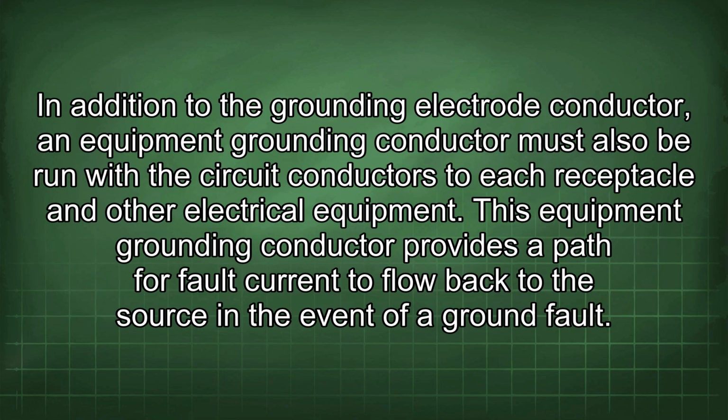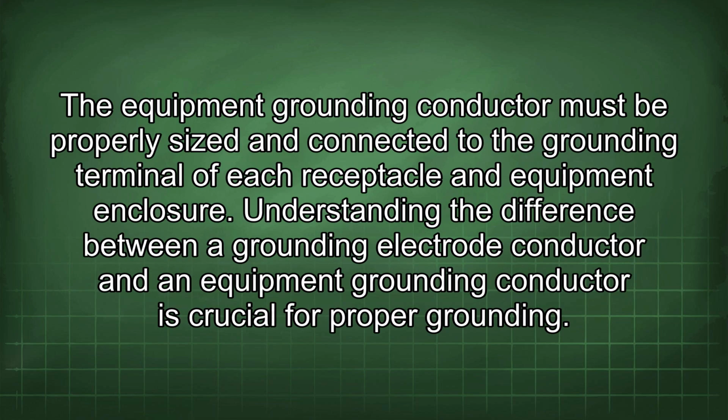In addition to the grounding electrode conductor, an equipment grounding conductor must also be run with the circuit conductors to each receptacle and other electrical equipment. This equipment grounding conductor provides a path for fault current to flow back to the source in the event of a ground fault. The equipment grounding conductor must be properly sized and connected to the grounding terminal of each receptacle and equipment enclosure.